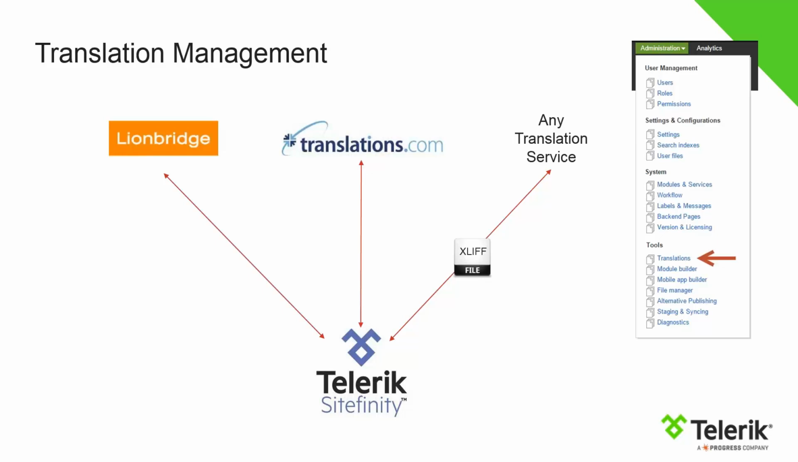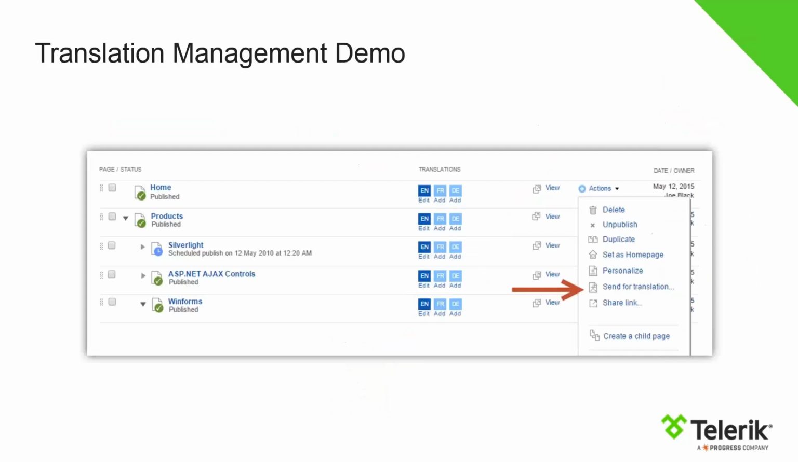So we're using the XLIFF standard to make sure that you can really connect to any translation service that you'd like using our APIs. So if you'd like to use the things out of the box with Lionbridge and translations.com, perfectly fine. If you have another service that you'd like to use, that's fine as well. And you can use our API and our XLIFF file export. In fact, Svetlana is going to go into it and show it to you in just a second how it works. But you can see how you can easily do your own translation services if you don't want to use what we already have out of the box.